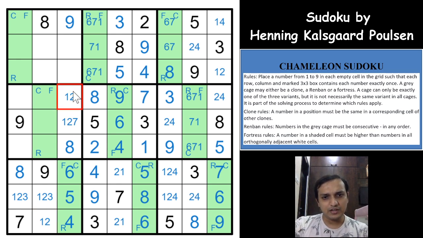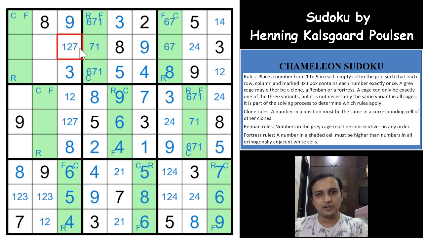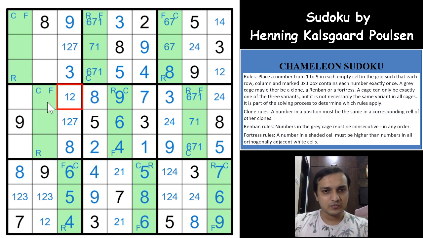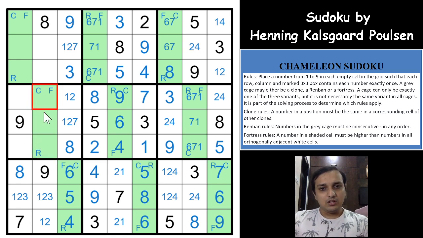So 1 2 7 and 3, right? So 3 is here, so 3 has to be here, which means this has to be 1 2 and 7, right? 1 2 and 7. You cannot have 1 in this region, right? Renban region, because if you use 1, you will have 1 2 and 3, and this cell will not have anything. Same way you cannot have 2 as well. So if you have 2 here, you cannot have 1 here.